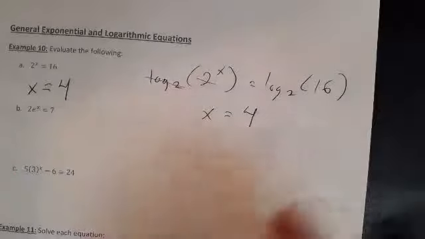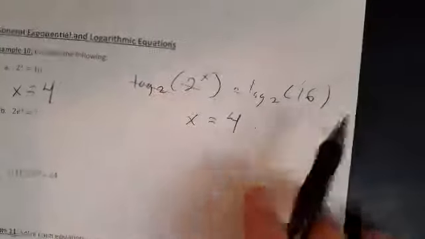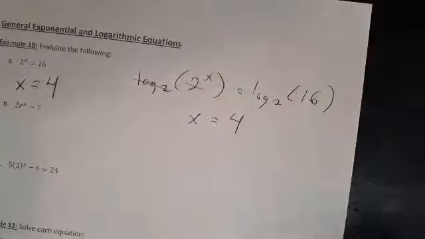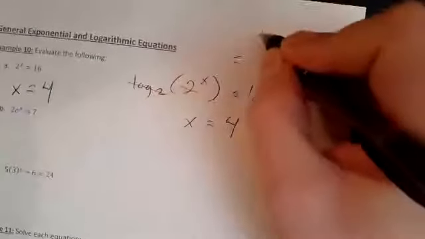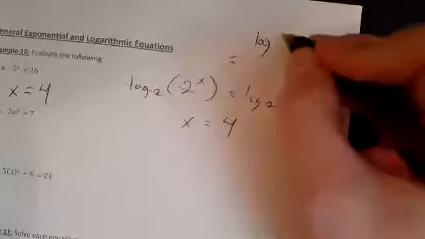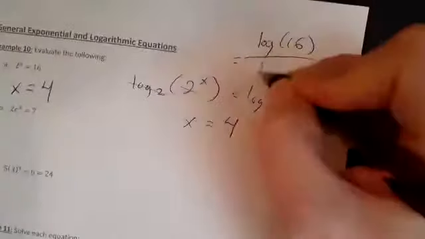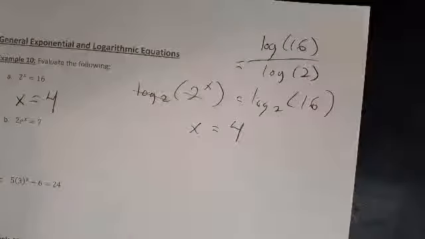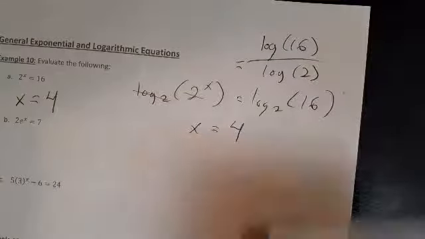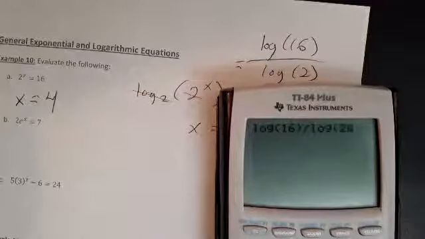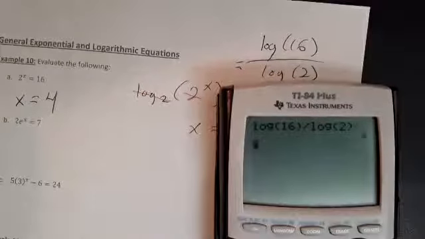And so in your calculator, you could do these by hand, but let's pretend you can't. In your calculator, if you wanted to do this, there's a change of base formula, and the change of base formula is called big log over little log. That's what I'm going to call it. Big log over little log. If we want to change the base, you can do log of 16 over log of 2. That should give you 4.